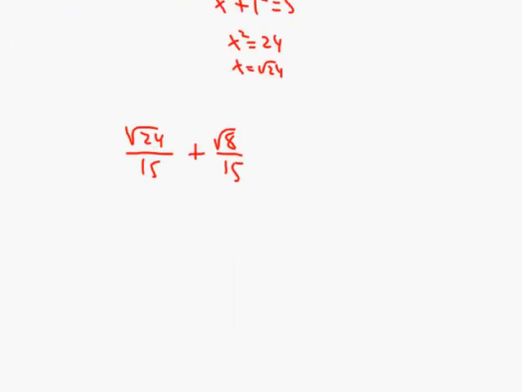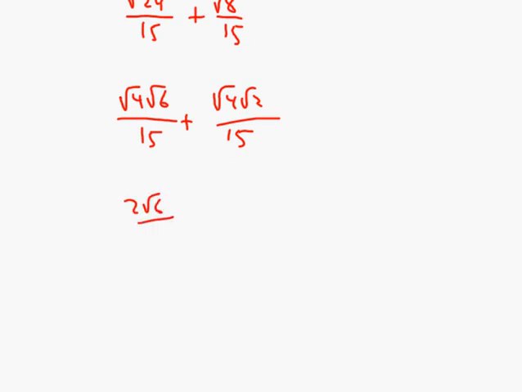So while we're at it, why don't we just reduce this? Rad 24 you can divide by rad 4 and rad 6, so it would become rad 4, rad 6 over 15. This one's going to become rad 4, rad 2 over 15. So what can we do now? This is 2 rad 6 over 15 plus 2 rad 2 over 15, right? Now you can't add rad 2 and rad 6, they're not the same. If you want, you could factor out that 2/15, make it 2/15 times the square root of 6 plus the square root of 2.